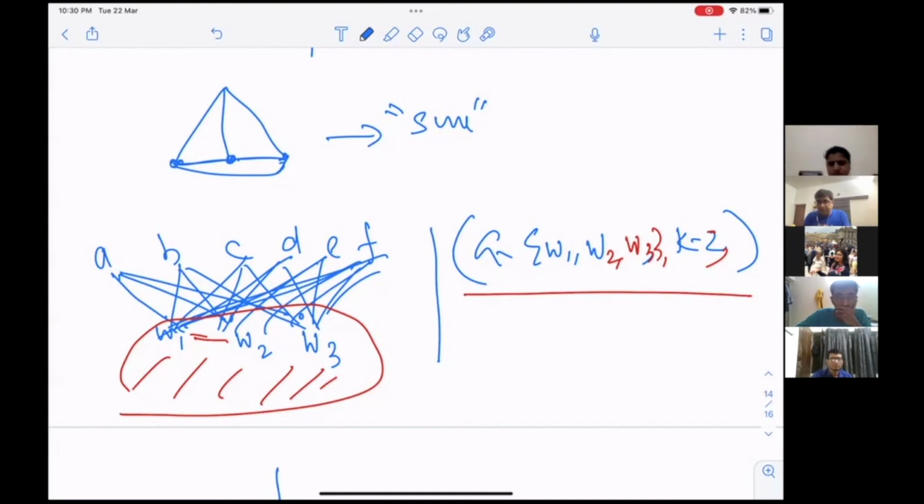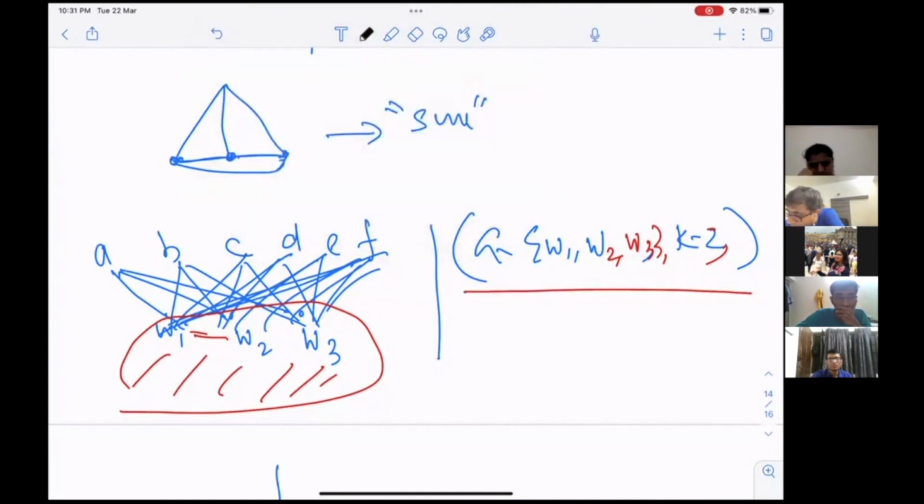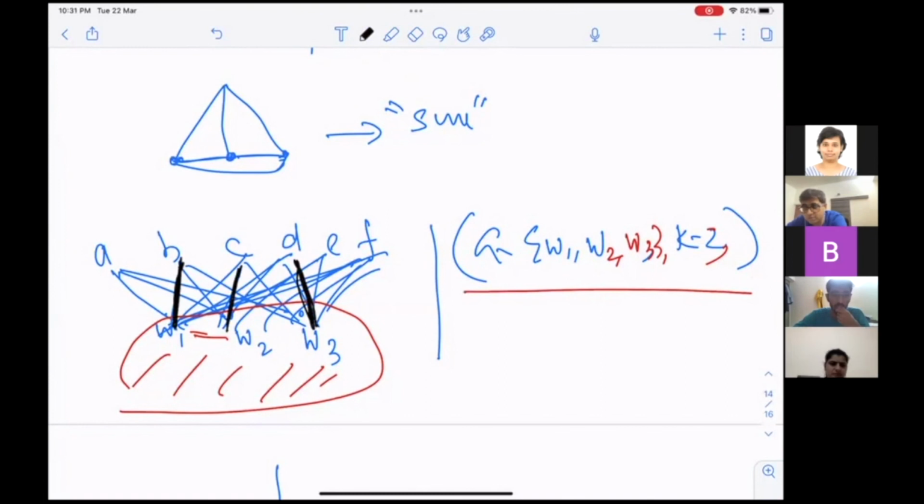We deterministically deleted W1, W2, W3, right? Who guarantees you? So there's some min-max playing a role. Look at this: W1 and B, W2 and C, and W3 and D. What is this? They look like something. Matching. They are matching, which implies what?